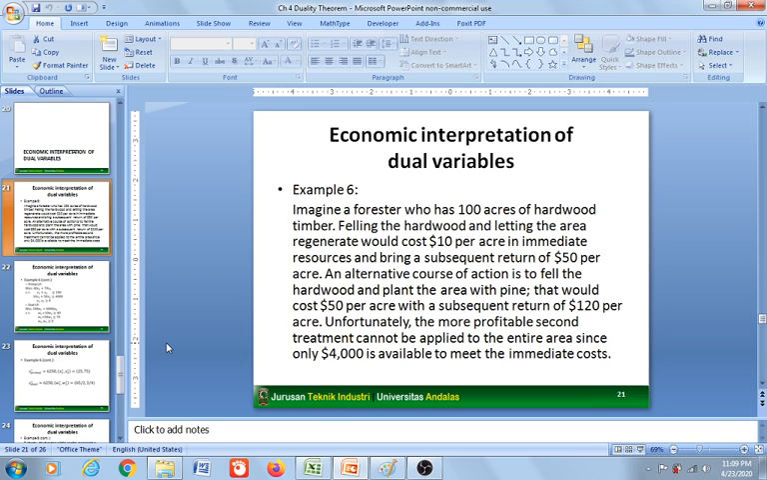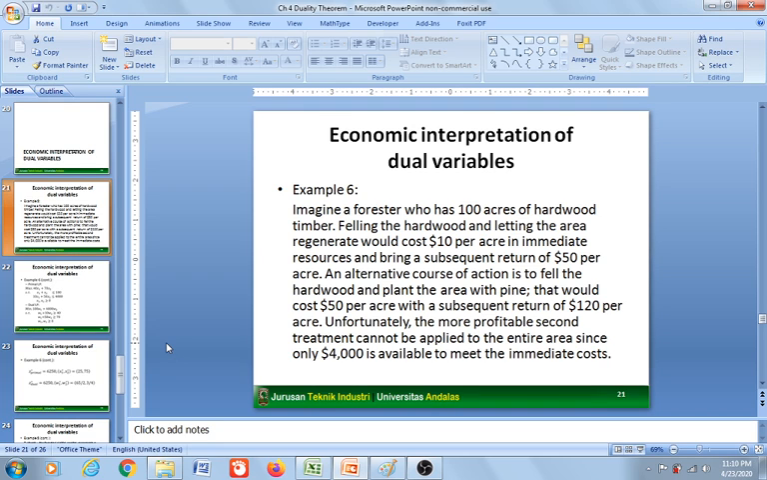Alternative number two, she can fell the hardwood and plant the area with pine, and that will cost $50 per acre, and the return is $120 per acre. So the profit from option number 2 is $70 per acre. However, the more profitable second treatment, option number 2, cannot be applied to the entire area because she only has $4,000.